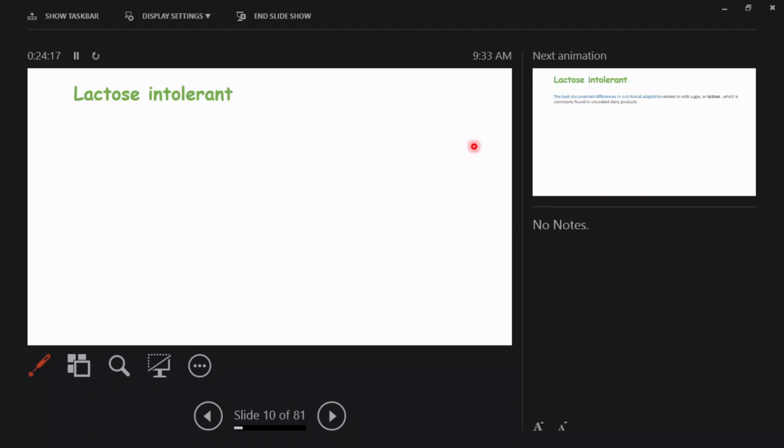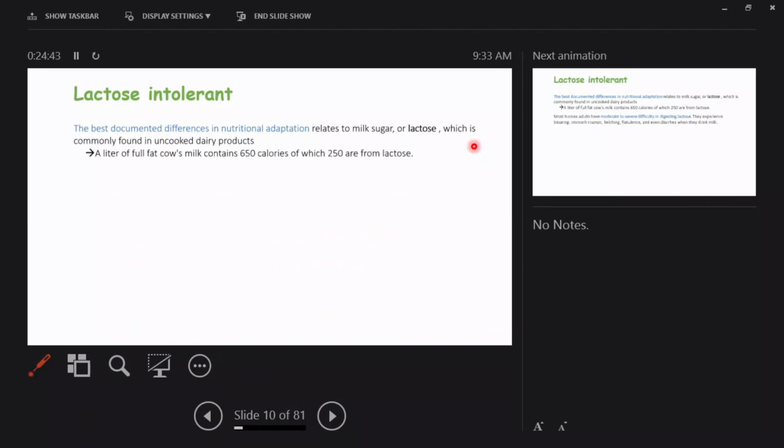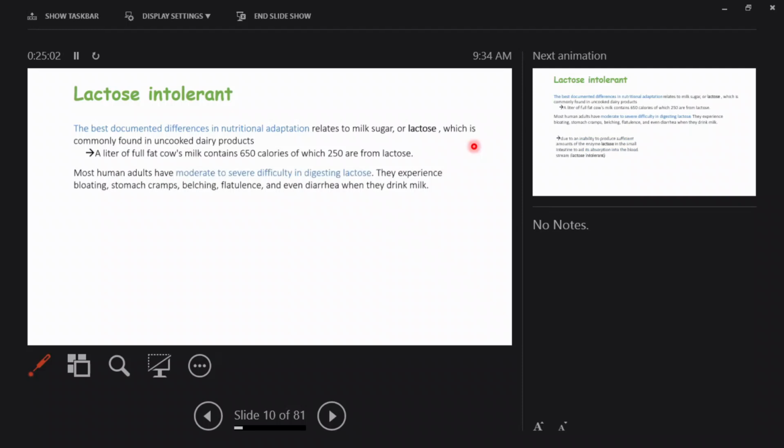So next, lactose intolerance. I'm sure all of you know what lactose intolerance is, right? Maybe some of us have lactose tolerance. This is the best documented difference in nutritional adaptation. It relates to milk sugar, or lactose, which is commonly found in uncooked dairy products. So lactose can cause lactose intolerance for certain people. For example, a liter of full fat cow's milk contains about 650 calories, of which 250 are from lactose. So out of 650, 250 are from lactose.